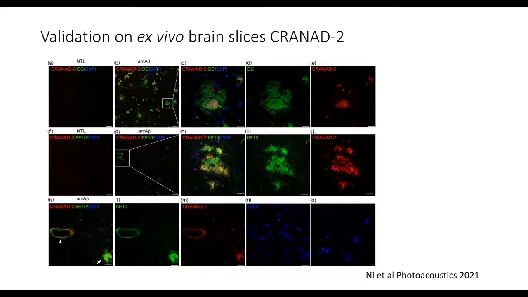For the ex vivo validation, we performed double staining using the probe Quinine as well as antibodies specific for A-beta, such as 6E10, as well as the fibrillar form of A-beta, such as antibody OC. And then we observe quite good detection of the amyloid beta by the probe. In the final row, we can observe that the probe appears also to detect cerebral amyloid angiopathy.